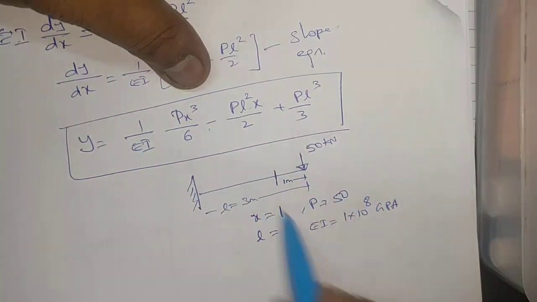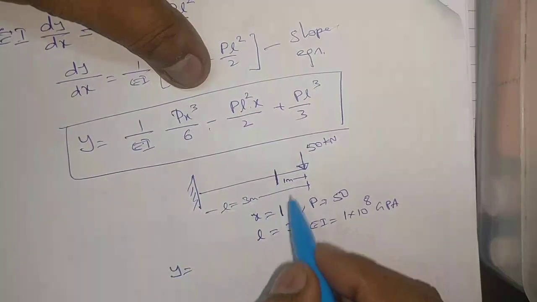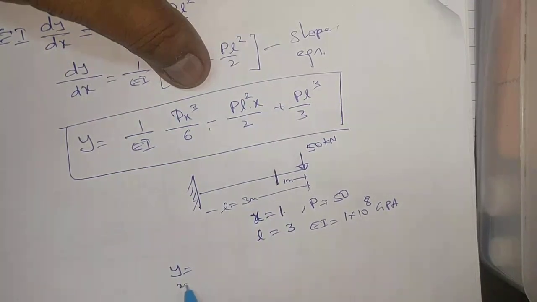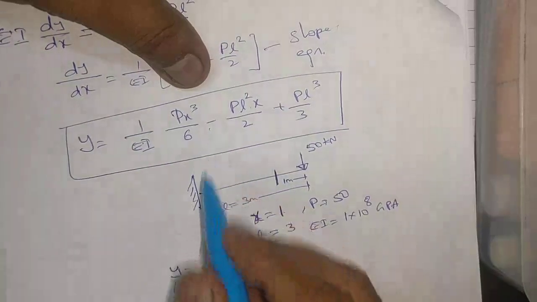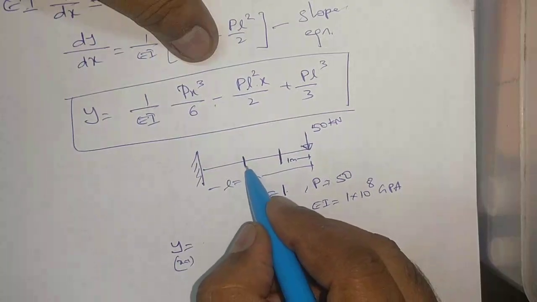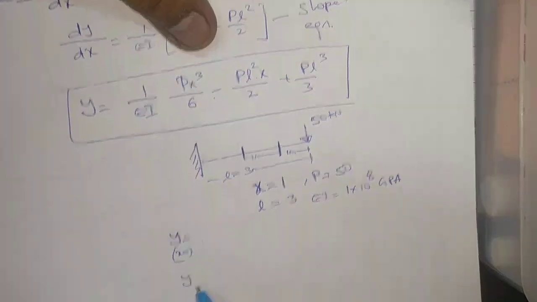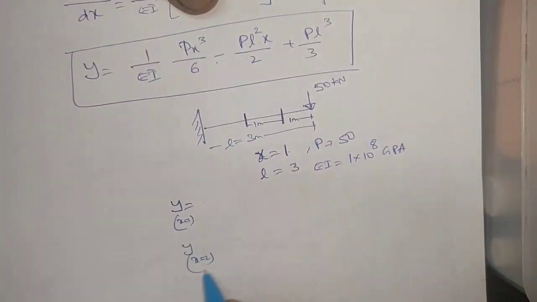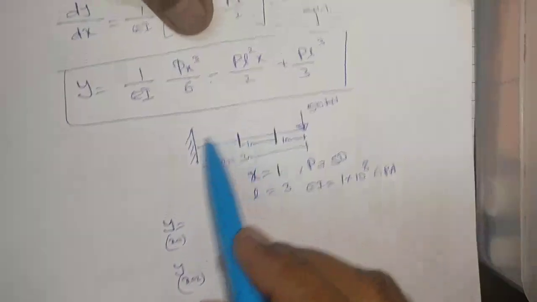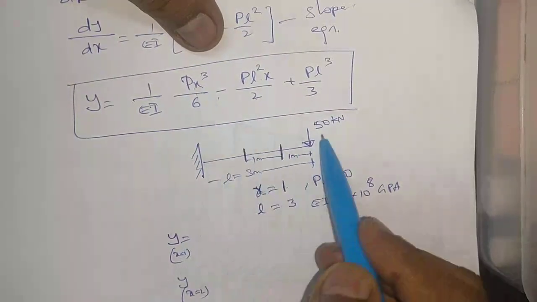So when you substitute x is equal to 1, you get the value of y. Substitute this. Again, if you want the deflection at x is equal to 2, this is 1 meter, but x will become 2. So y at x equal to 2, you substitute the same thing, just change x is equal to 2 here. Whatever x you substitute in this equation, you will be getting the deflection at that point.